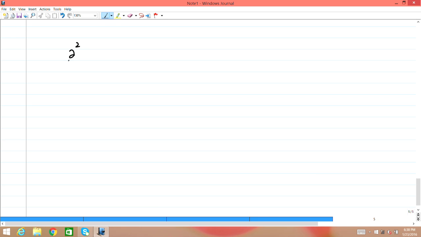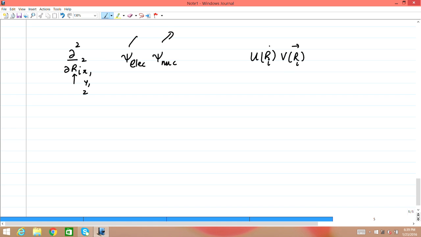Tn, please remember, contains the derivative operator dou square dou Ri square, x, y, z if you wish to. Therefore, when it acts on psi electronic and psi nuclear, remember both of these are dependent on the nuclear coordinates. So, the derivative acts on something like a function u of r, v of r. If you want to write this specifically Ri. So, dou square by dou Ri square.